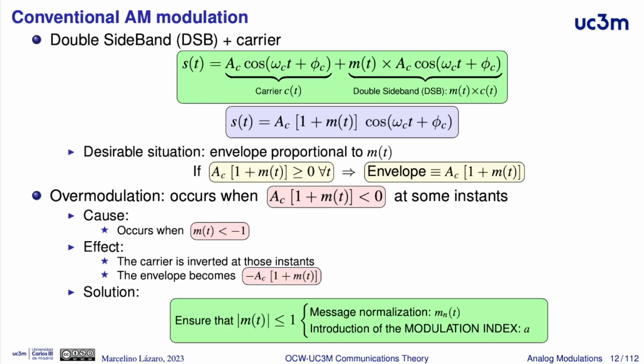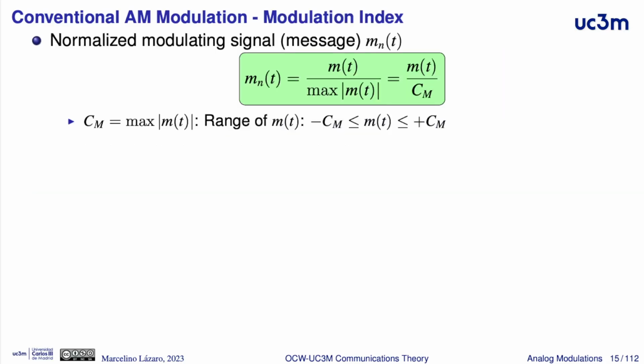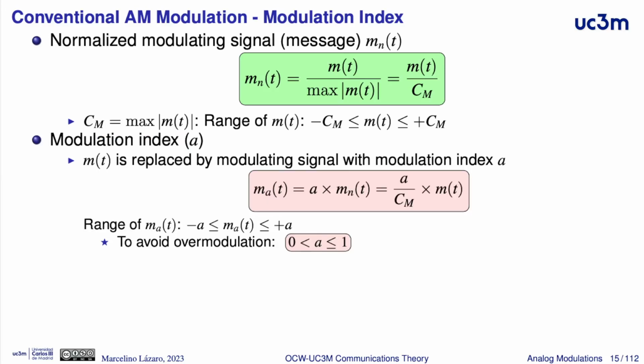The solution to avoid overmodulation is relatively simple. We only need to normalize the message, the modulating signal m of t, and we will introduce a new parameter that is called the modulation index, parameter A. First, the modulating signal is normalized by dividing it by the range of this signal, the maximum value of its modulus, and then the normalized signal is multiplied by the modulation index A.